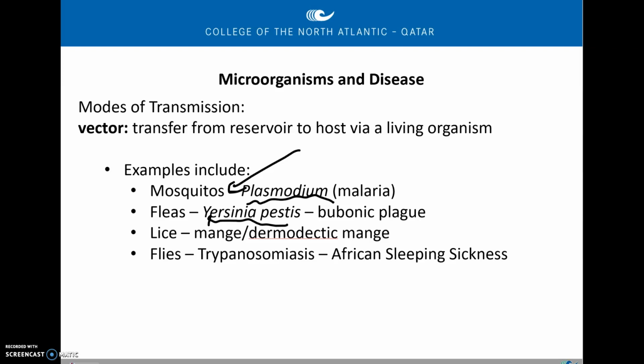Sandflies can carry a disease called trypanosomiasis, which is commonly called African sleeping sickness, which is a disease you see mostly in Africa, but it's transmitted by sandflies. So these are all examples of living organisms that can carry pathogens from a reservoir to a new host. Therefore, they can spread that disease, and that's why it's a mode of transmission.